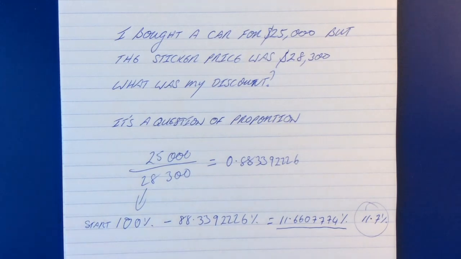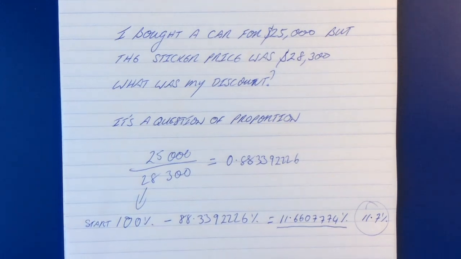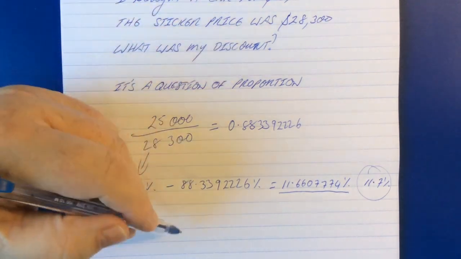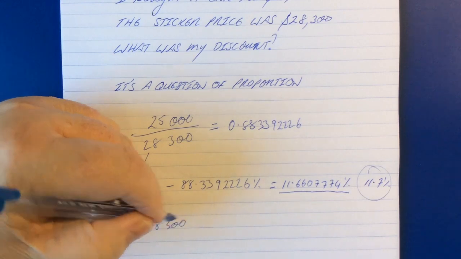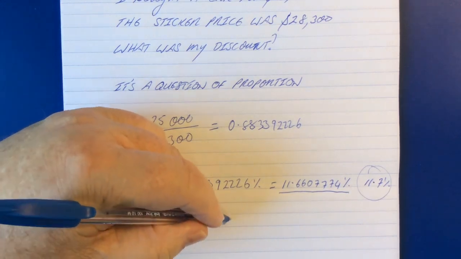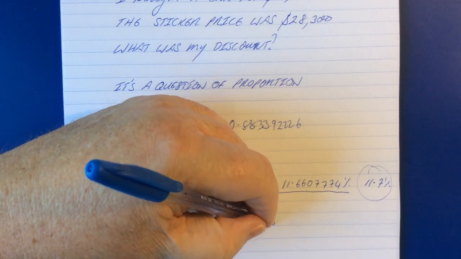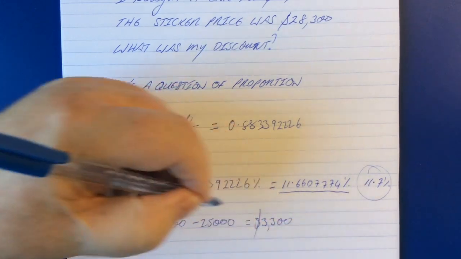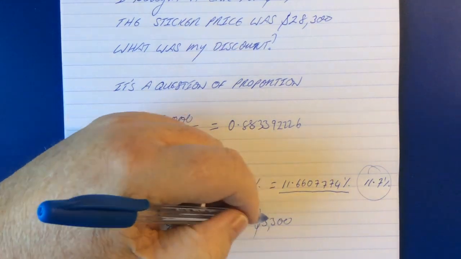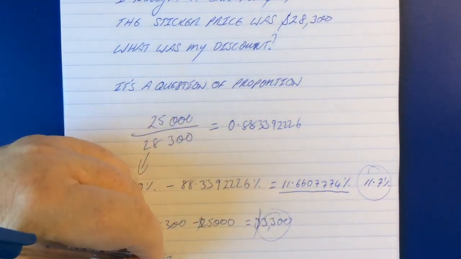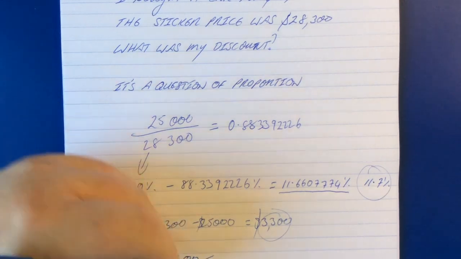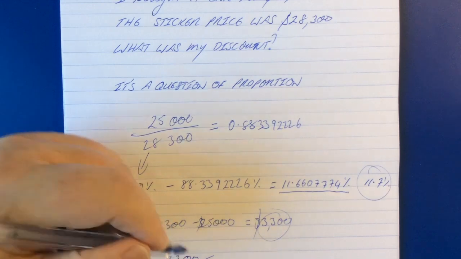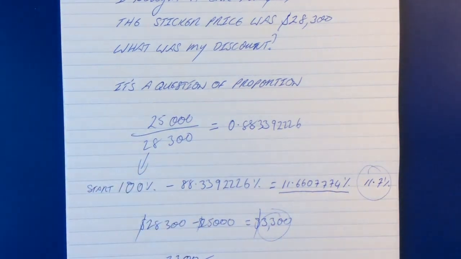Is there another way in which you can approach this? Yes. You can work out what your discount was in dollar terms, and that's 28,300 minus 25,000, which is equal to 3,300. And you can take that number and you can divide it into 28,300, and that will immediately, hopefully, give you a number very close to this.